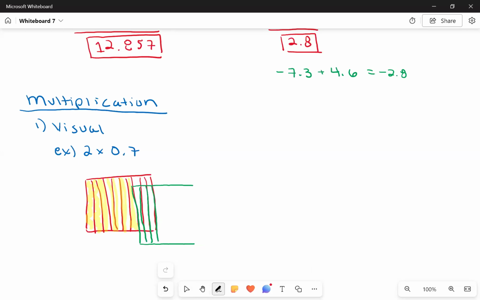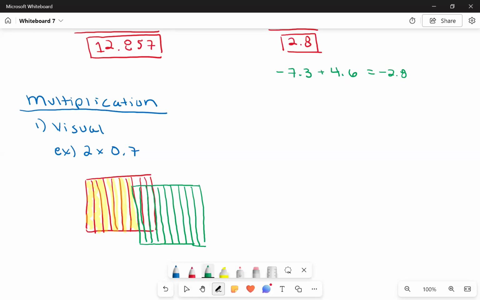3, all right. 4, 5, 6, 7, 8, 9, and one more gives me 10. Okay, and then I'm still going to highlight 7 of them. But the idea is we can now visually see that this overlap part makes up one whole.